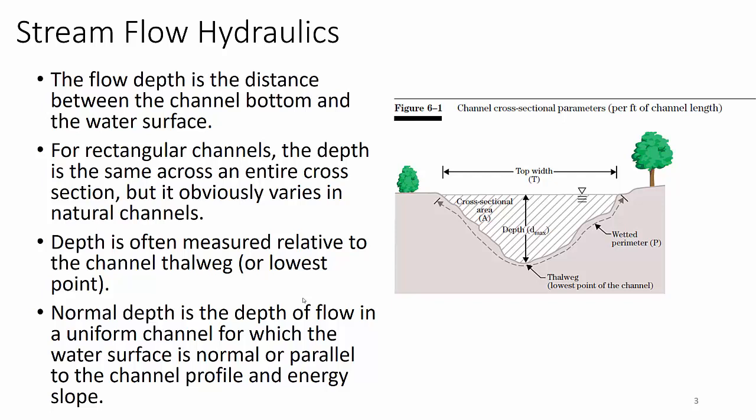The normal depth is the depth of flow in a uniform channel for which the water surface is normal or parallel to the channel profile and energy slope. So a normal depth is a channel, basically, as you see here, at full depth. Now you see you could get higher on this side, our right-hand side of the channel. Water could go higher and not be out of the banks, but when it does, it'll be out of the banks on the left-hand side. And so we typically consider the lower bank top to be the bank full depth for the system.